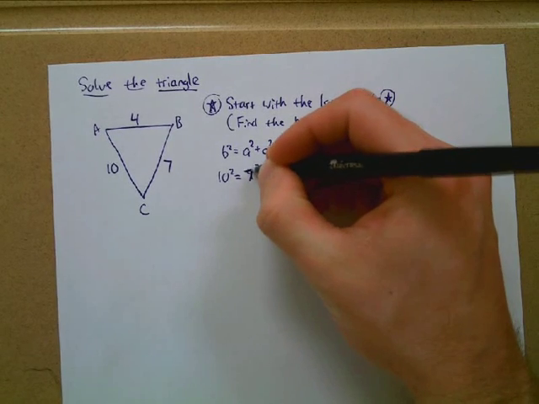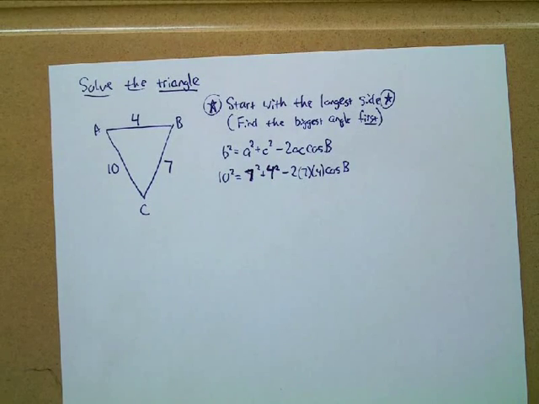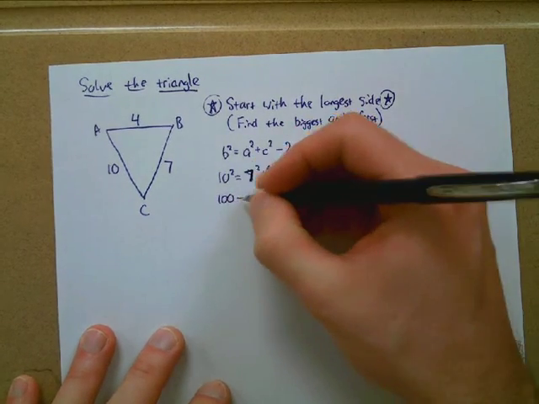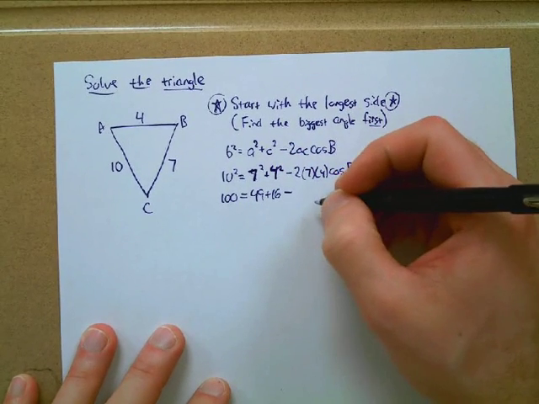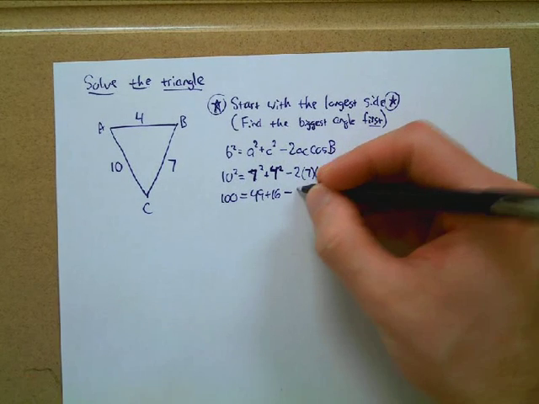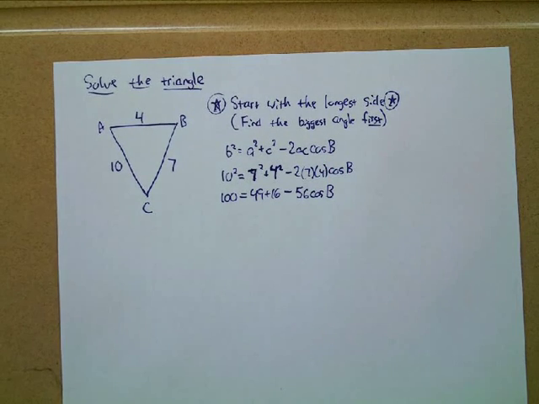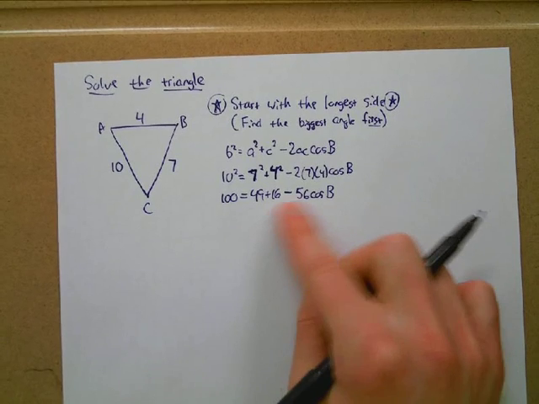There you go. So we get 100 equals 49 plus 16 minus, let's see, 2 times 7 is 14 times 4 is 56. Please be very careful here about how you solve this. There's a tendency for students here to make a mistake in their simplification. One way I see it is that students will add these two numbers and then subtract 56 here. So they'll do 49 plus 16 and then minus 56.